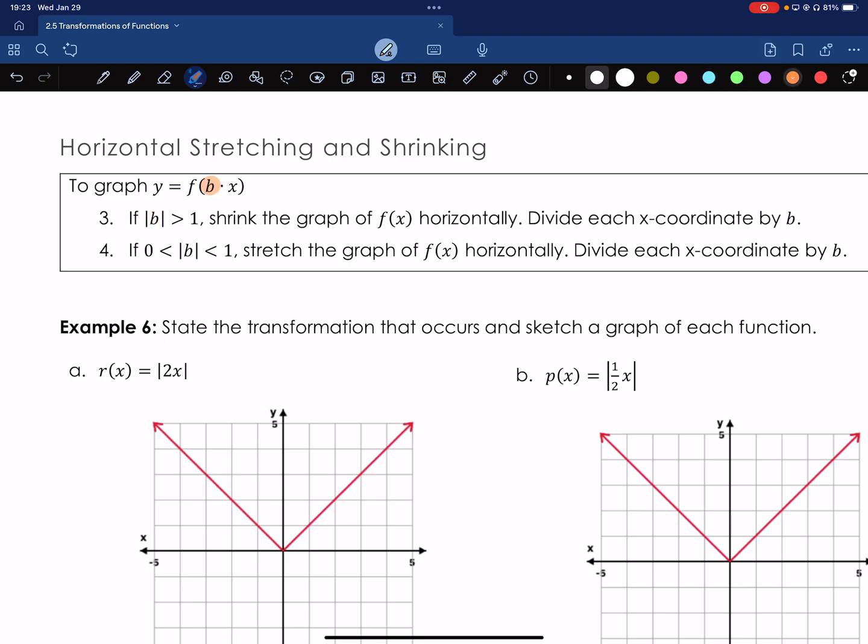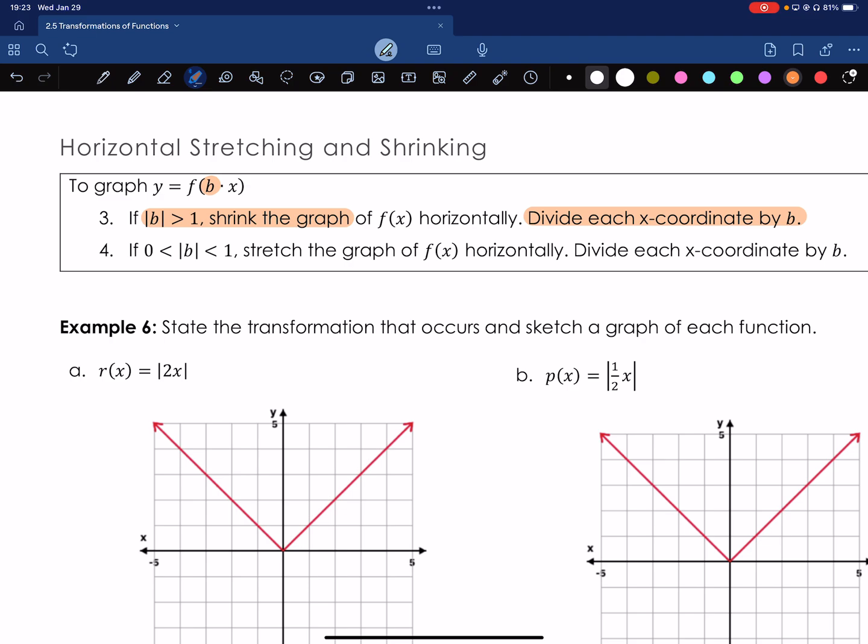The B value. If B is greater than 1, then it is going to shrink the graph horizontally. It's opposite. The reason is that you end up dividing each X value by B, and that's why it's weird. Okay, so it really looks like, oh, the B value is greater than 1, but really it's a horizontal shrink of 1 over B. That's why it's weird, because we have to divide our X coordinates by B.